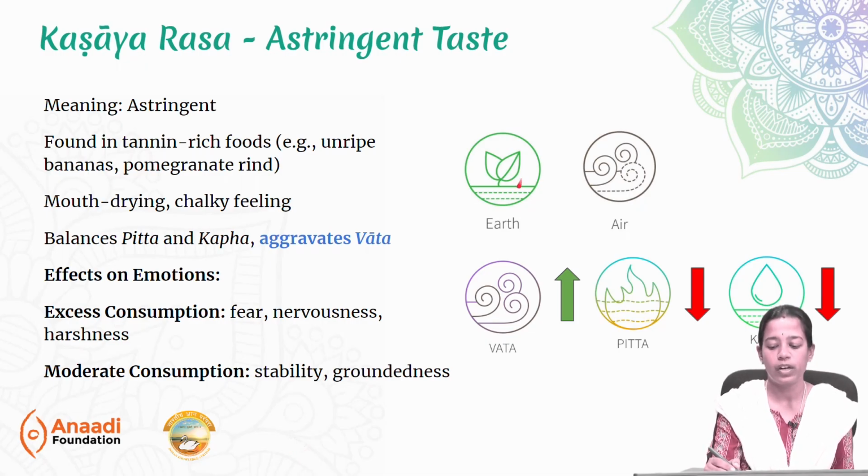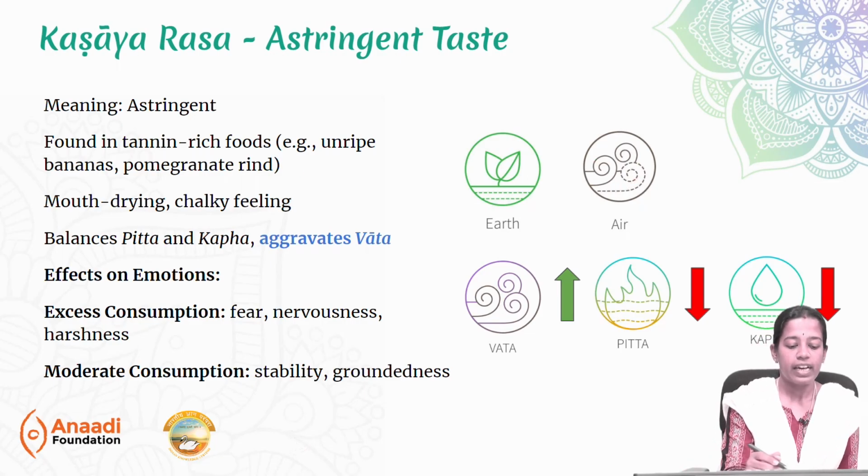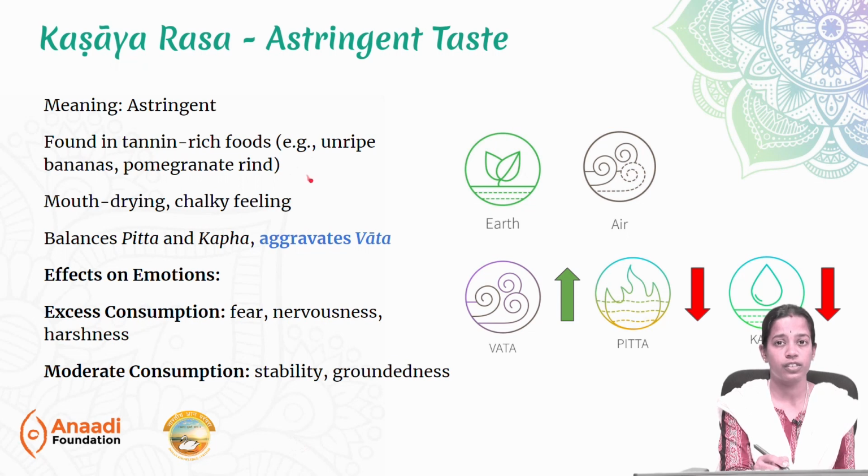Coming to the sixth rasa or the last one is the Kashaya rasa, that is the astringent taste. Kashaya is made up of Prithvi, the earth element, and air, the Vayu element. It is found in tannin rich foods. Do you know what is tannin?